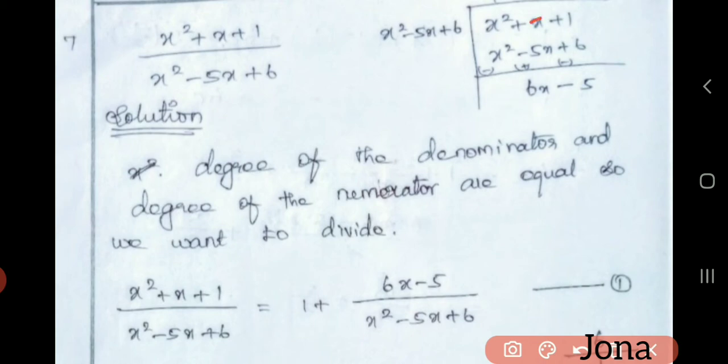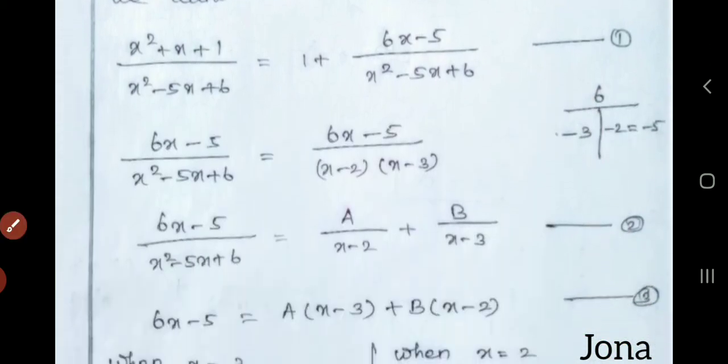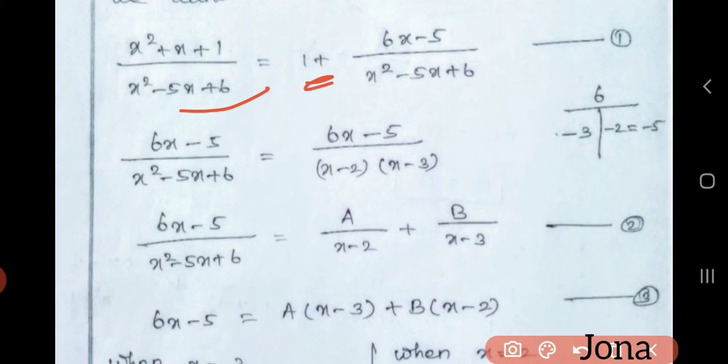Here x squared plus 5x it will be there, so 6x minus 5. Okay, so I can write the given problem as x squared plus x plus 1 divided by x squared minus 5x plus 6 equal to 1 plus, this is the quotient, 1 plus the remainder 6x minus 5 by the divisor, x squared minus 5x plus 6.